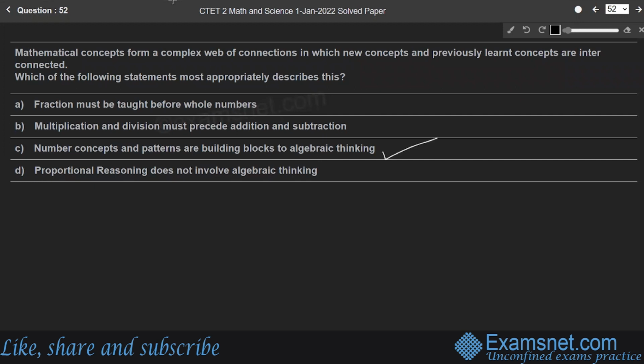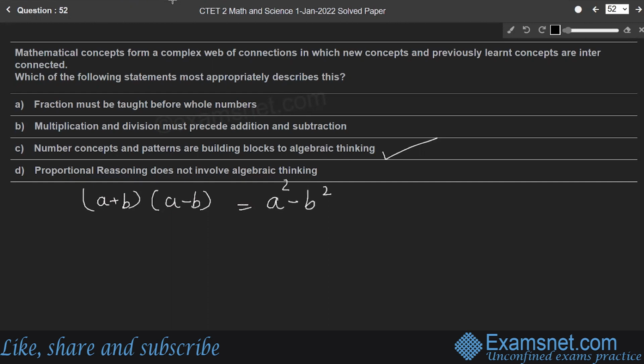The correct answer is number concepts and patterns are building blocks to algebraic thinking, because algebra includes the basic operations on numbers. For example, (a plus b) into (a minus b). Let us take this identity as a formula: it is equal to a square minus b square. So here number concepts play an important role in understanding algebra, right? Algebra also contains many identities which are to be understood to solve problems in algebra, right? Here patterns play an important role as a basic part of algebra.